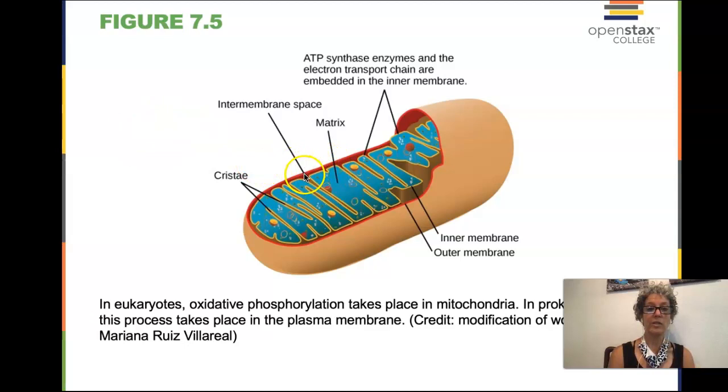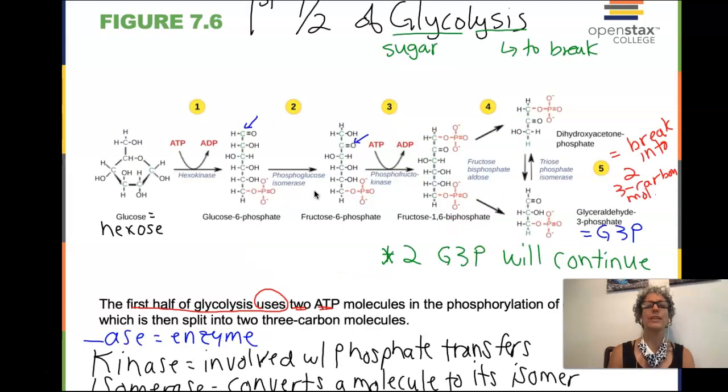There is a space between the two membranes, and there are enzymes on that inner membrane called the ATP synthase. That is where our electron transport chain is located in eukaryotes. In a prokaryote, there's only one membrane, the actual plasma membrane. In eukaryotes, the cellular respiration is going to be happening on the inner membrane of the mitochondrion. There is a lot going on in this slide.